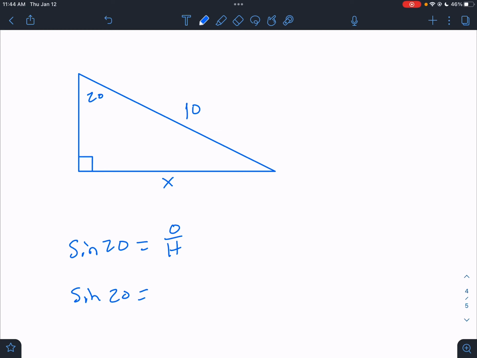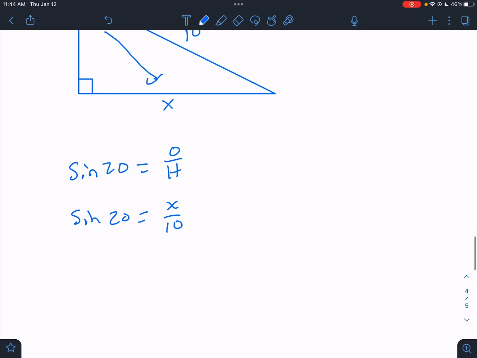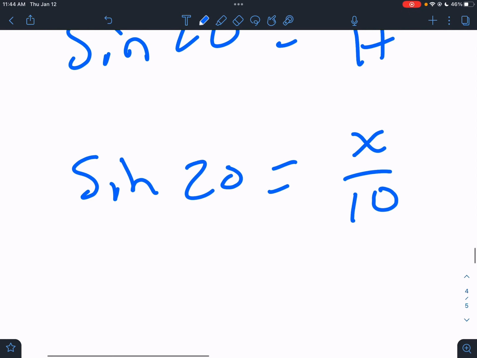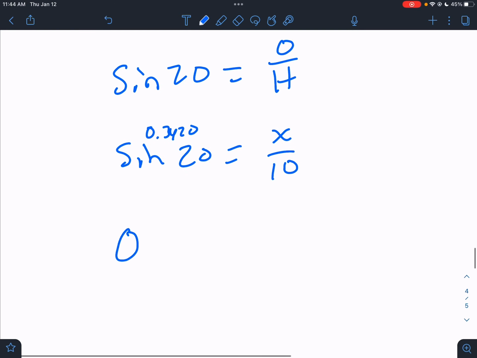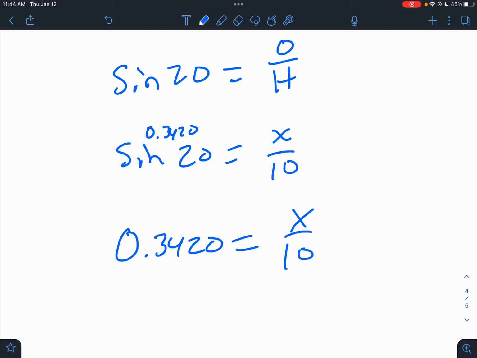So on this problem, the side opposite the 20 would be our x, and the hypotenuse is 10. We know that this must be true. And keep in mind, what was the sine of 20? Remember that this is like 0.3420. So what we're really saying is 0.3420 equals something divided by 10. Some number divided by 10 has to equal that ratio, because that must be the ratio for these triangles.